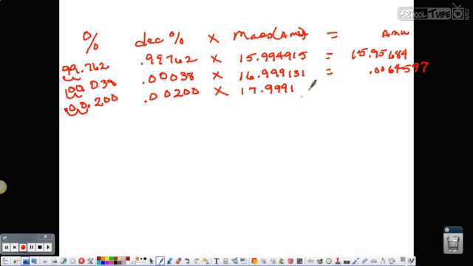And when I multiply those two numbers, I get 0.035998. What's the last step? Add them up. So take out your calculator and you would add up these numbers.